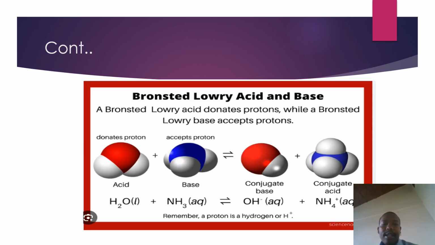Here is an illustration showing the Brønsted-Lowry acid-base pairs. You can see an acid and a base, the acid donating a proton and the base accepting a proton. So you can see a conjugate base and a conjugate acid.